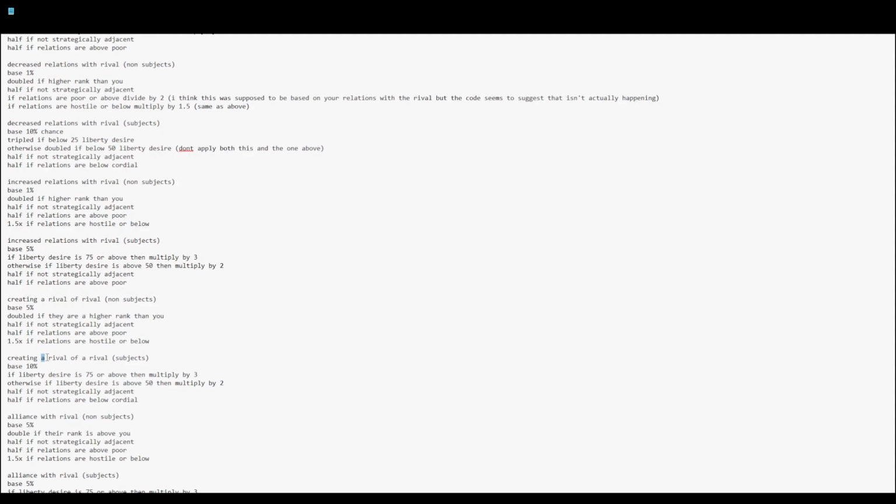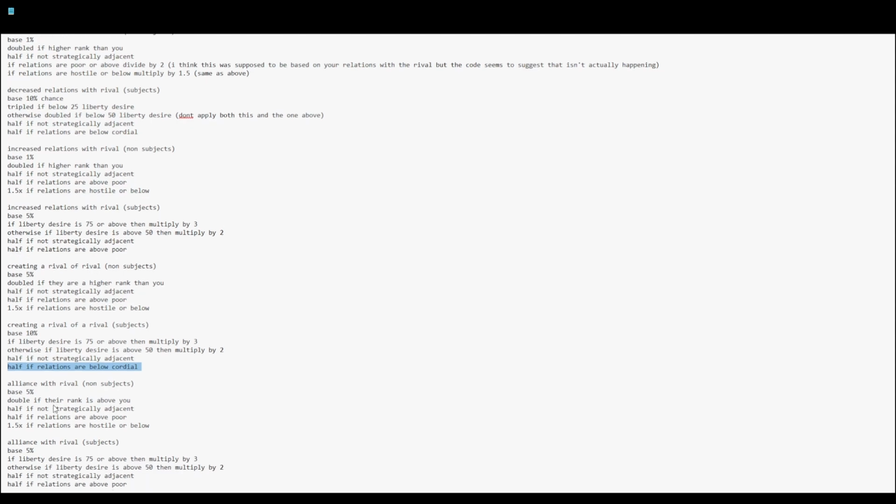Creating a rival of a rival, but for subjects, this one has a 10% chance. If liberty desire is above 75, multiplied by 3. What? This doesn't make any sense. If liberty desire is above 50, multiplied by 2. This should be a positive lobby, so I don't know why that's working like that. I should probably check that to see if that's correct. Half if not strategically adjacent. Half if relations are below cordial.